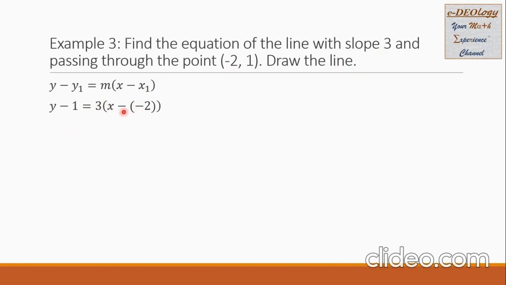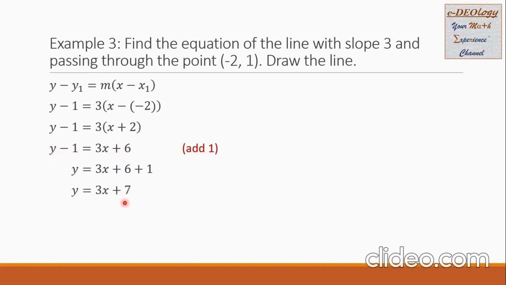Let us simplify further. The minus of negative 2 becomes plus 2. So we have now y minus 1 equals 3 times the quantity x plus 2. We will multiply now this 3 to x. It becomes 3x. Then 3 times 2 is plus 6. Then we will add 1 to both sides of the equation so that the y here will be isolated. So the negative 1 plus the 1 will cancel out. On the right side, the positive 1 will come here. And then 6 plus 1 becomes 7. So our final answer is y equals 3x plus 7.